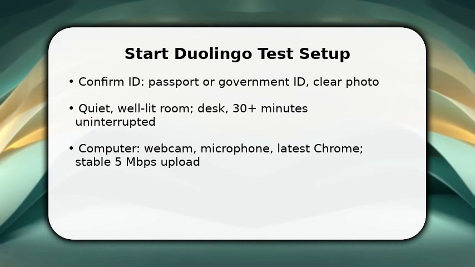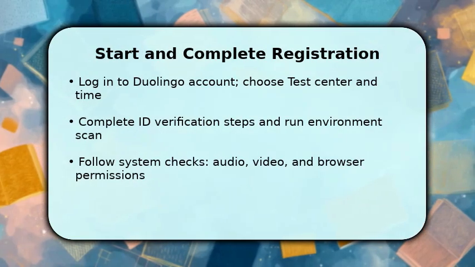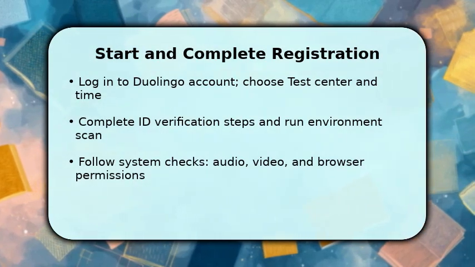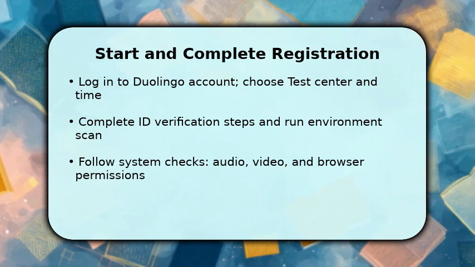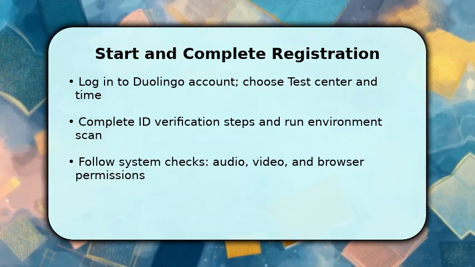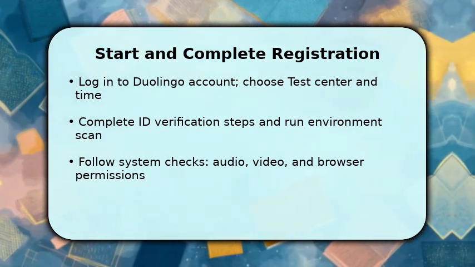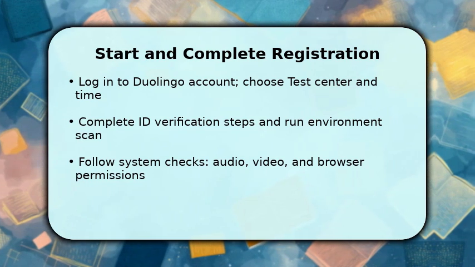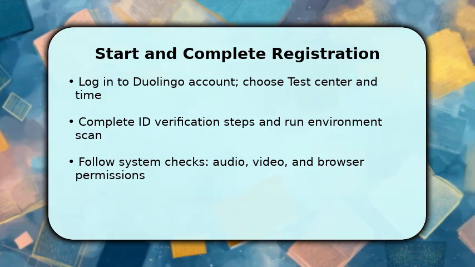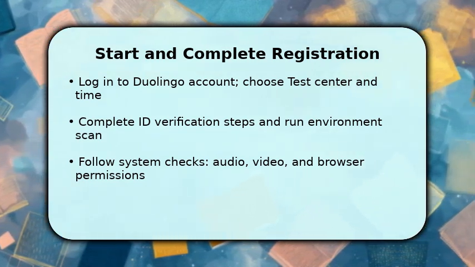You log into Duolingo, select the English test, and pick your test time. Choose the earliest slot you can guarantee. Next, complete the ID verification. Position your ID, rotate as instructed, and capture a headshot. This prevents rescheduling. Then run the automated environment scan.